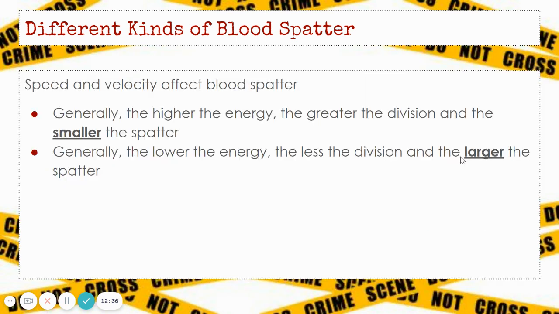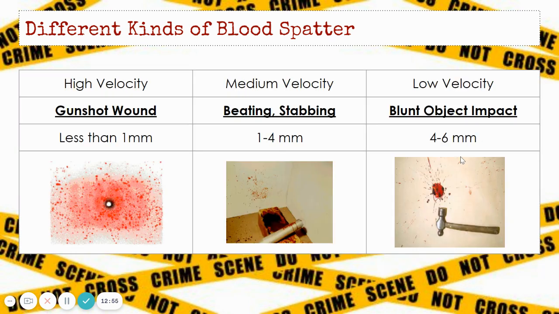All right, speed and velocity affect blood spatter. Generally, the higher the energy, the greater the division and the smaller the spatter. Generally speaking, the lower the energy, the less the division and the larger the spatter. So high velocity, small spatter, low velocity, large spatter. Let's look at some examples of that.